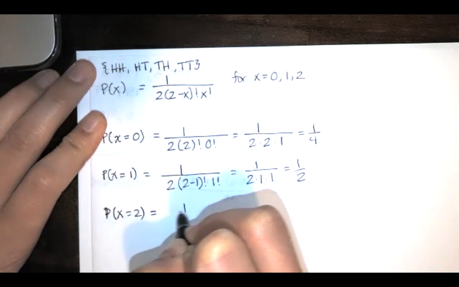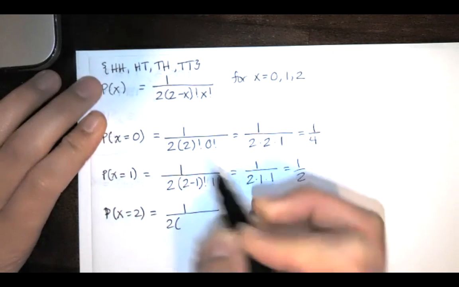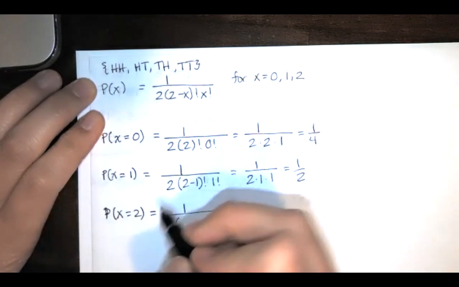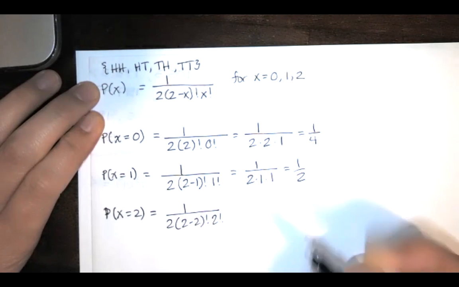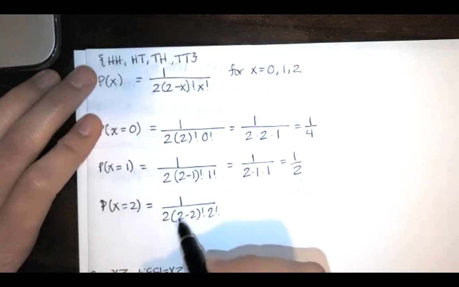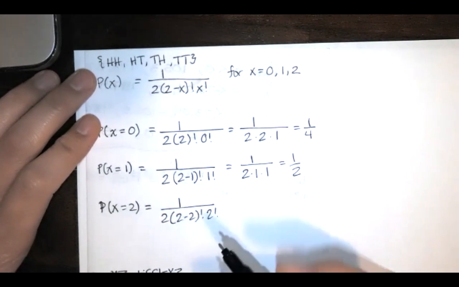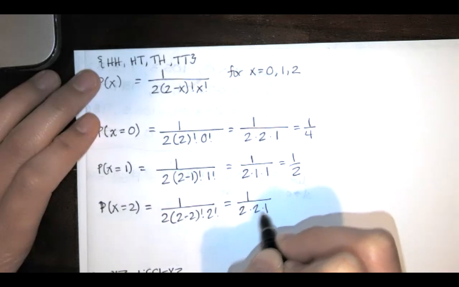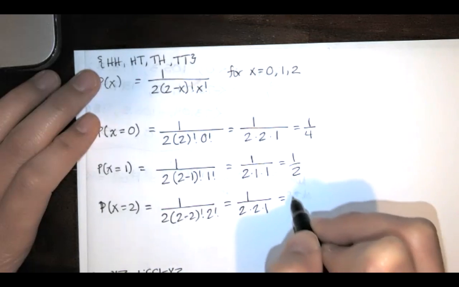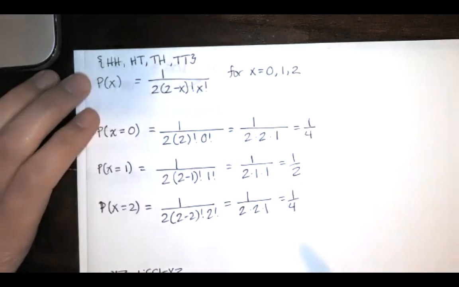And then let's see what happens when x equals 2. So that's 2 heads. There's a 1 in 4 chance there. We know that that's the answer. Well, here I've got 2 minus 2 factorial. That's 0 factorial, which is defined to be 1. And then 2 factorial over here is just 2 times 1. So we get 1/4, 1 out of 4.